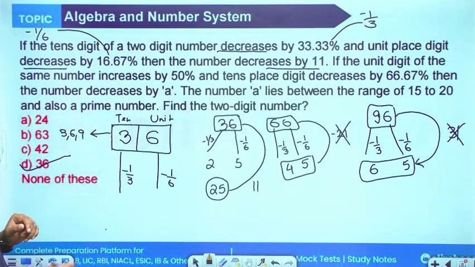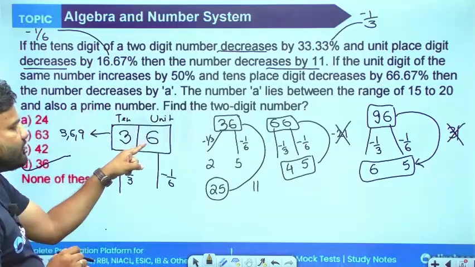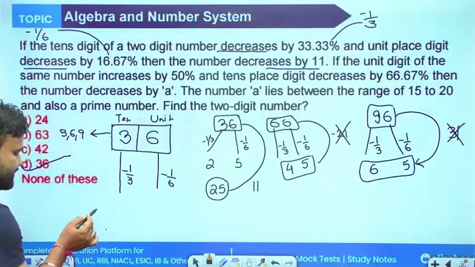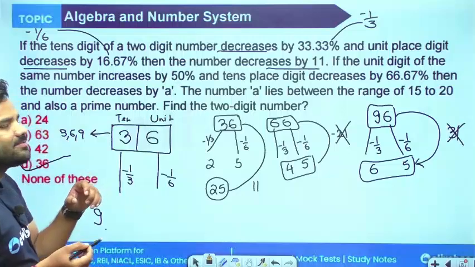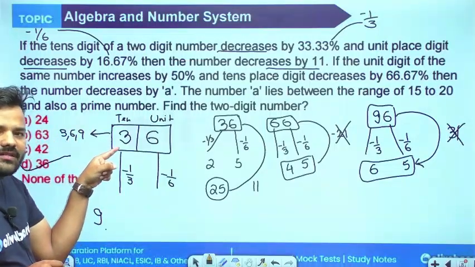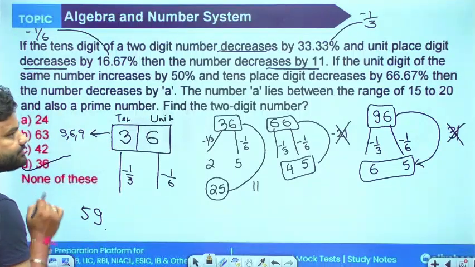What is given? The unit digit of the same number increases by 50%. 50% of 6 is 3, so it increases by 3, which means it becomes 9. And the tens digit increases by 66.66%. 66.66% is 2 by 3. 2 by 3 of 3 is 2. So it increases by 2, which means it becomes 59.